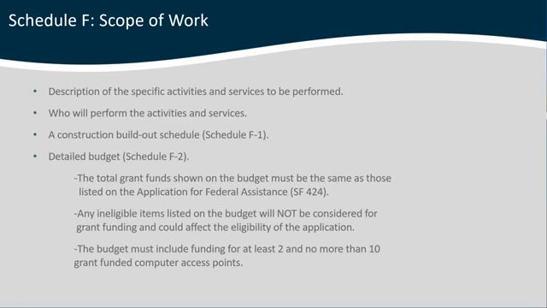The total grant funds shown on the budget must be the same as those listed on the SF424 and referred to elsewhere in your application. Any ineligible items listed on the budget will not be considered for grant funding and could affect the eligibility of the application.